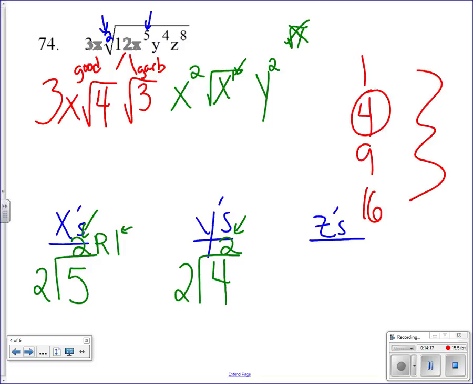Likewise with z's, we have z to the 8th, taking that exponent of 8, dividing it by 2, coming in from our index. Well, 2 goes into 8 4 times. So as a result, it goes in evenly, and that's in fact going to be our exponent for z.